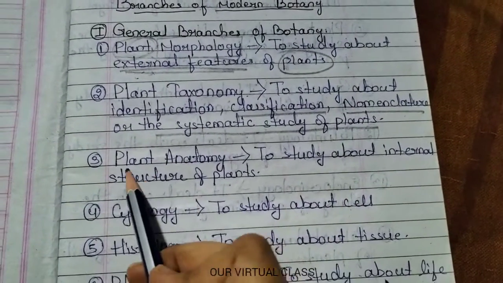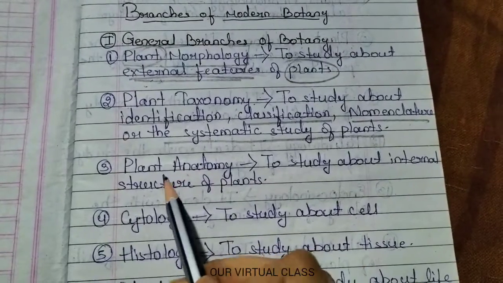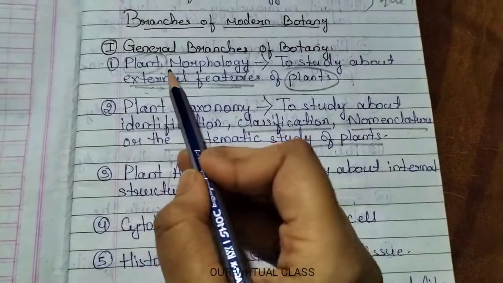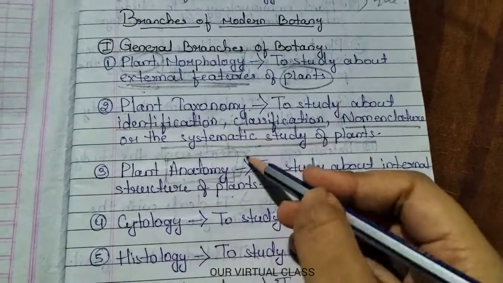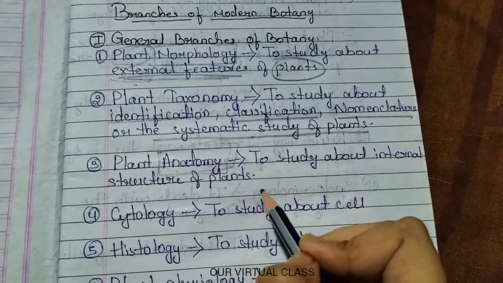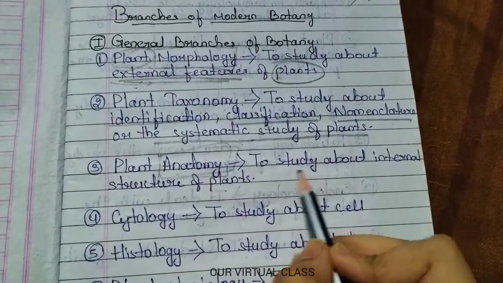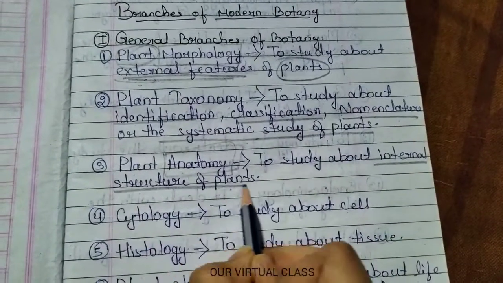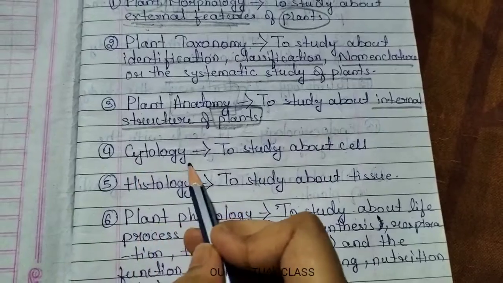Now if we talk about plant anatomy, the name itself says structure, which is the internal structure. Morphology means what? External features. And anatomy means we cut or dissect the plant to see its inner organs. So plant anatomy means studying the internal structure of plants. Okay, got it?